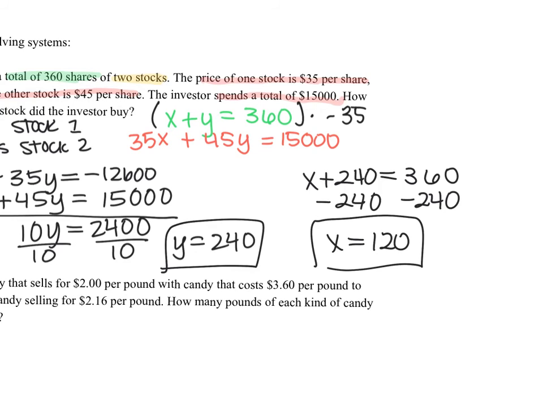Now the one thing we cannot do with word problems is write our solution as a point, because you don't have to use x and y as your variables. You could use any two variables. I could have used a and b, s and t, d and f. I could have chosen any two variables, which is why we don't write our solutions as points for word problems.